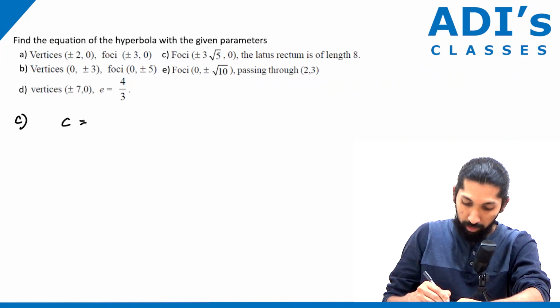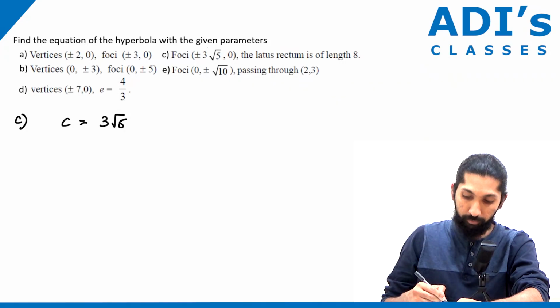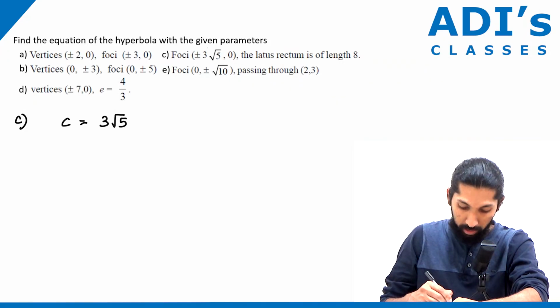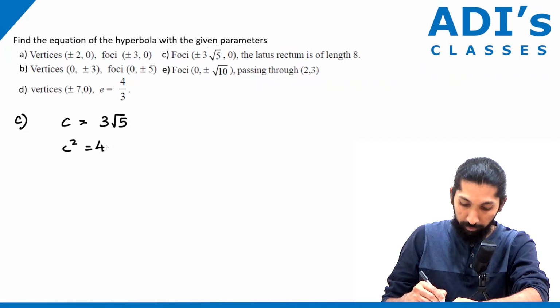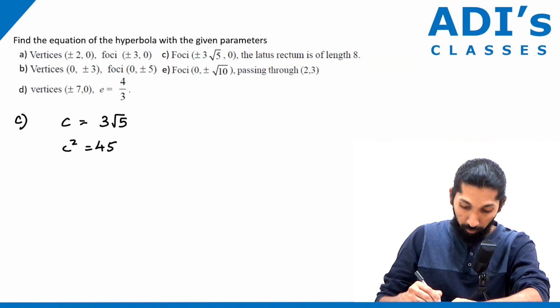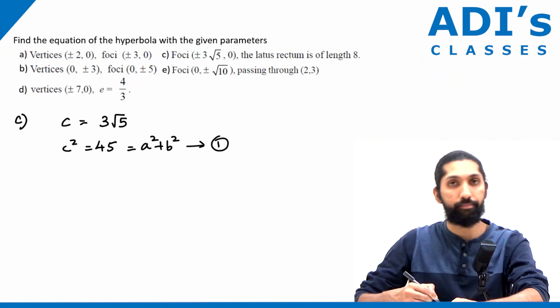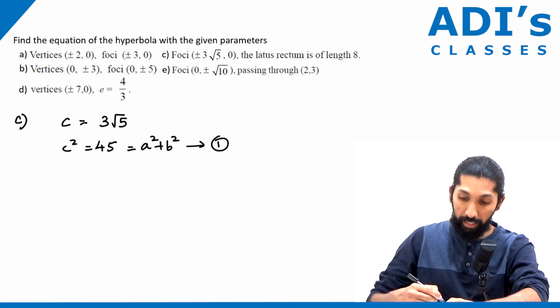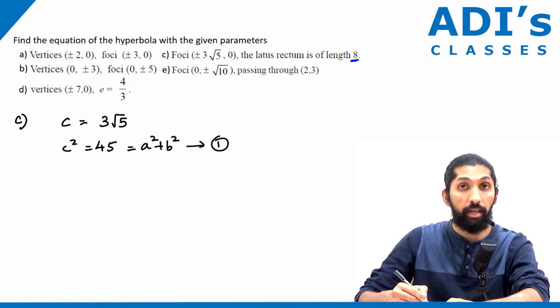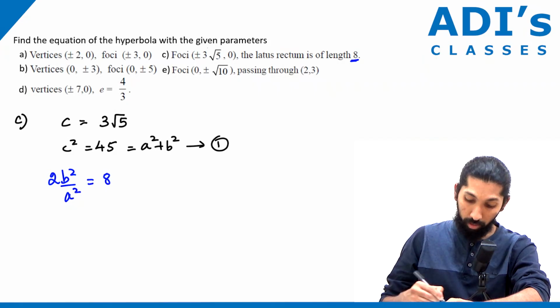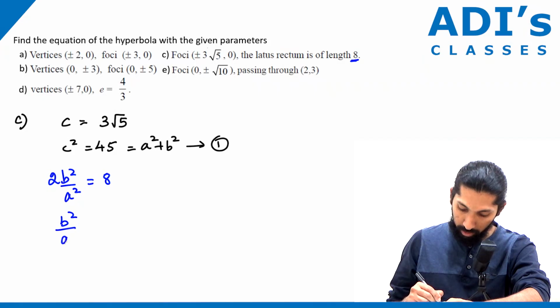So c value is 3 root 5. Square it. So c square becomes 45, correct? So 45 is a square plus b square. Call this as equation number 1. Okay. Now the latus rectum length is given by 8. That means 2b square by a square is equal to 8, or b square by a square is equal to 4. Call this as equation number 2.